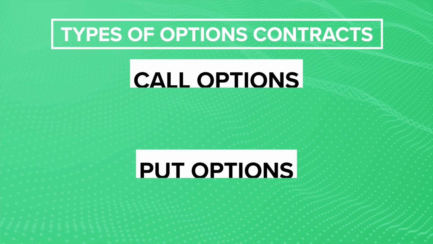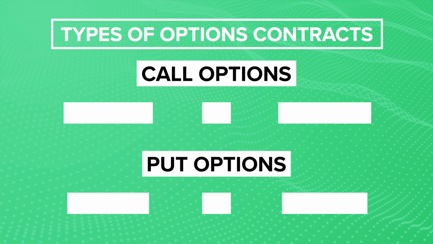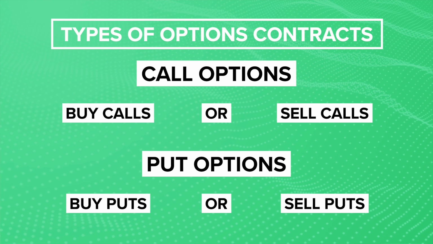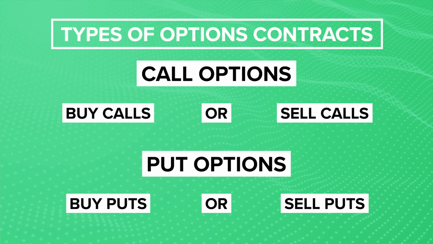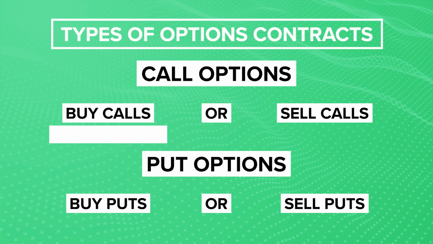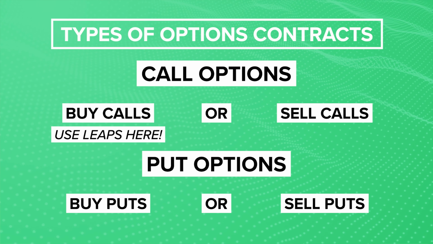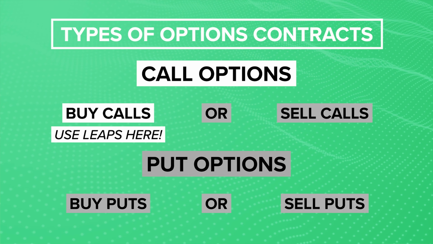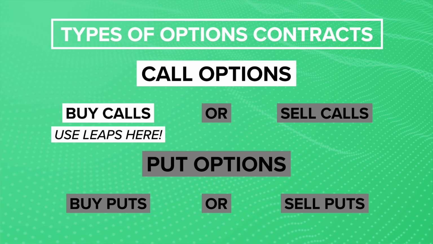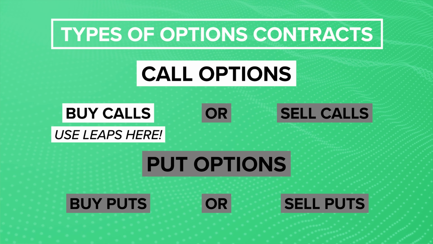To simplify options as much as possible, there are just two types of options contracts: call options and put options. As an investor, you can either buy or sell these contracts, making a total of 4 basic option strategies. The LEAPS strategy involves buying call options. So to save us all some time and minimize any confusion, we're going to completely ignore the other strategies for now so that we can fully understand the basics of buying call options.